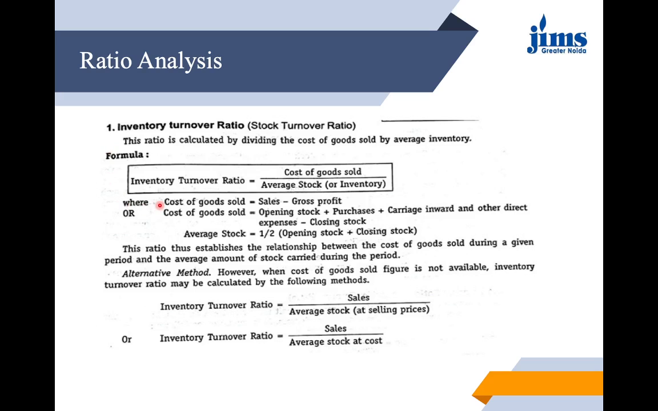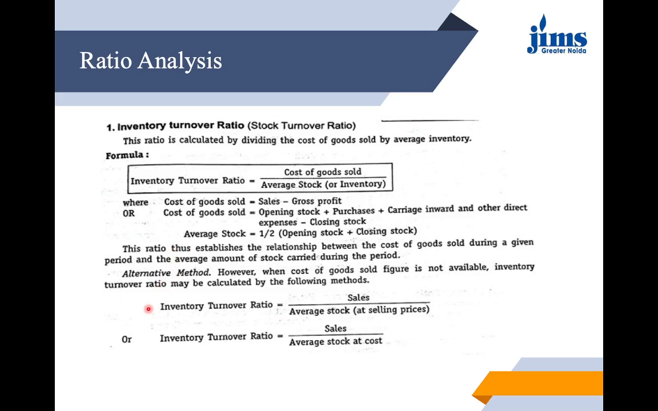First is sales minus gross profit. There is another important concept from your financial accounting: opening stock plus purchases plus the carriage inward if it is given in the question, minus the closing stock. An average stock will be just opening and closing divided by 2. We can use the alternative methods if figures are not available.